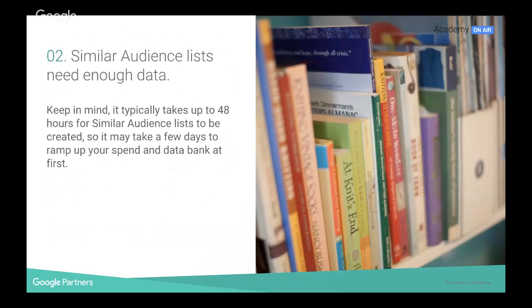Similar audience lists need enough data, so don't panic if you see that they are not immediately populating. We need time, and also we need to have a really high degree of confidence that the cookie we are adding to the similar audience list belongs to a user that is similar to your current users. So we need time to create that algorithm. So give it some time and wait for the list to populate.